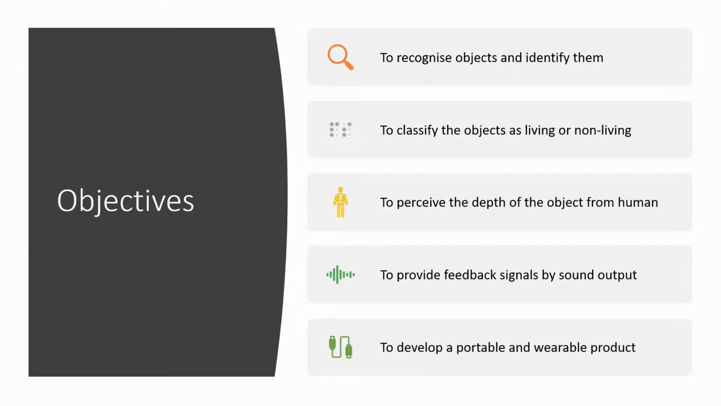So after classifying these, we will be perceiving the depth of the object from the human. Now that depth is going to be a relative depth with respect to all objects, so that the algorithm can provide feedback signals via a sound output. In the end, what we aim to develop is a portable and wearable product for the disabled person, so that it can be useful for him wherever he goes.